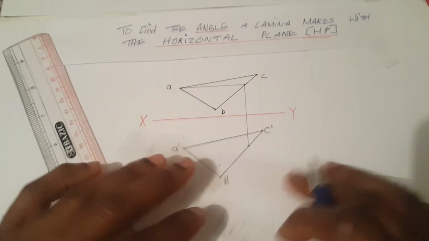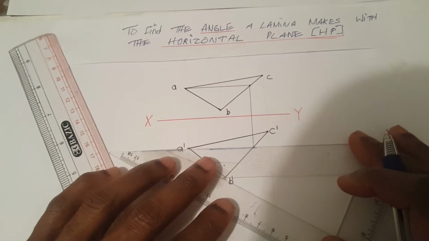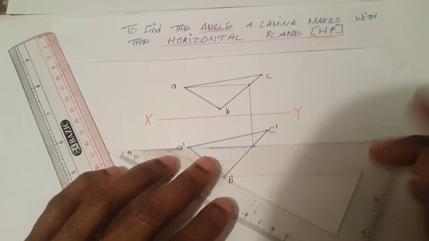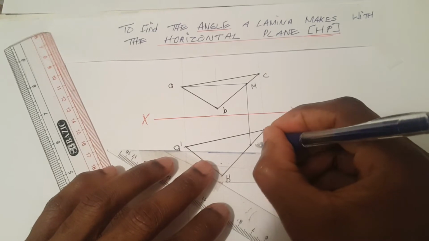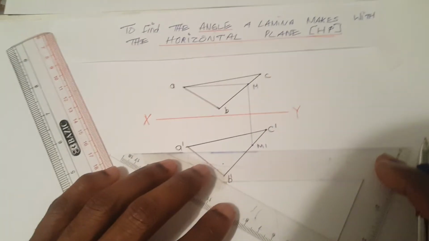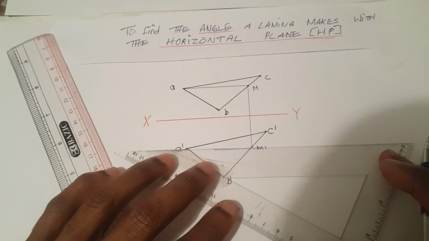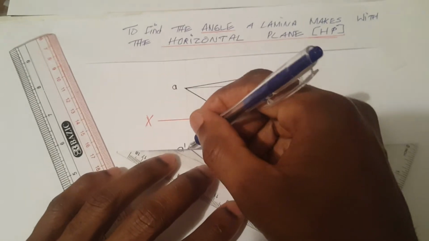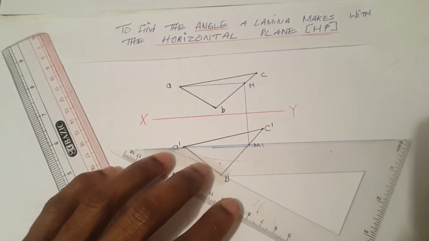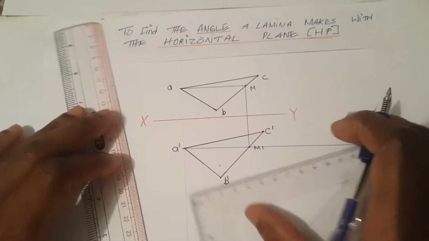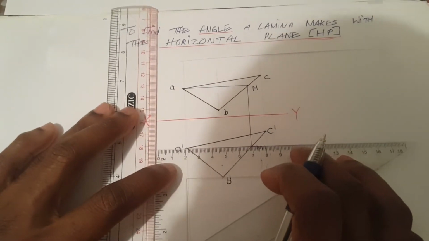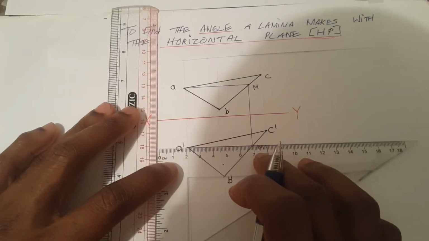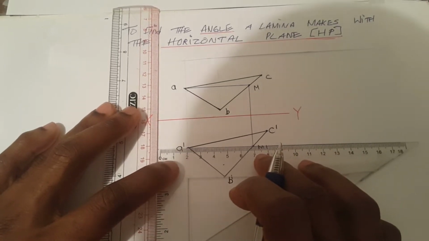Our next step: this is now the true length of the line. We can label this M prime. We then extend A prime, M prime outward. Our next step is to draw parallel lines through point B prime, C prime relative to A prime, M prime.